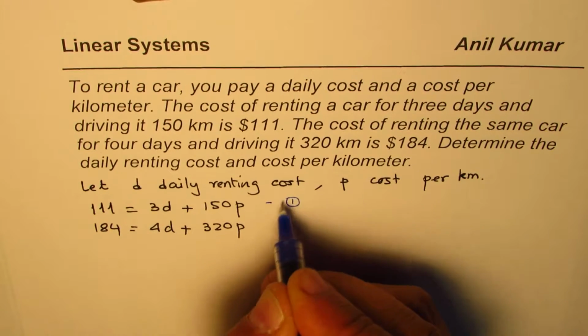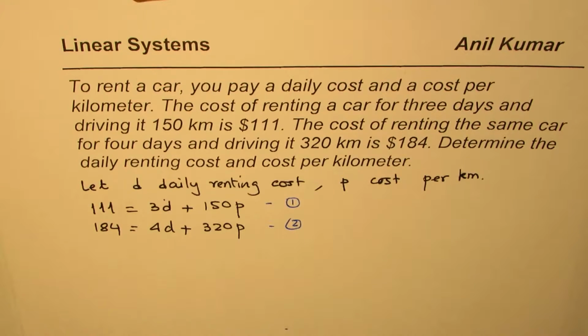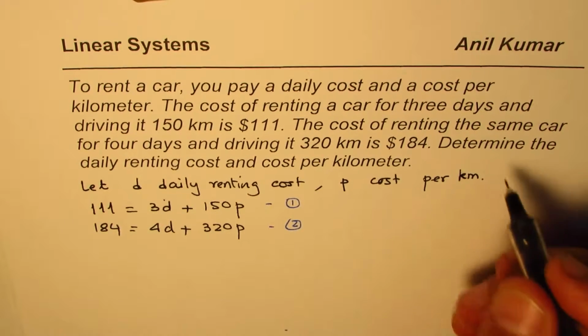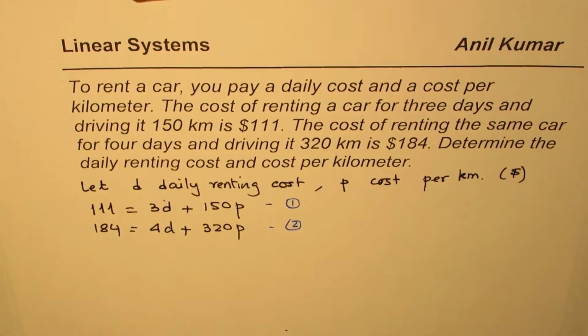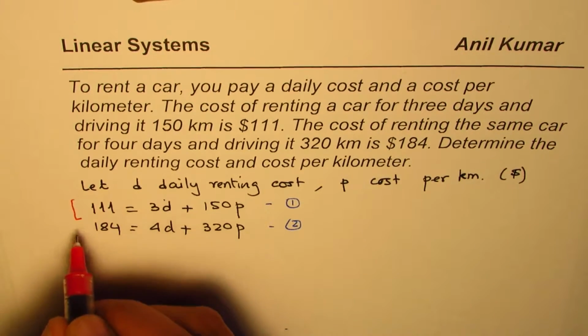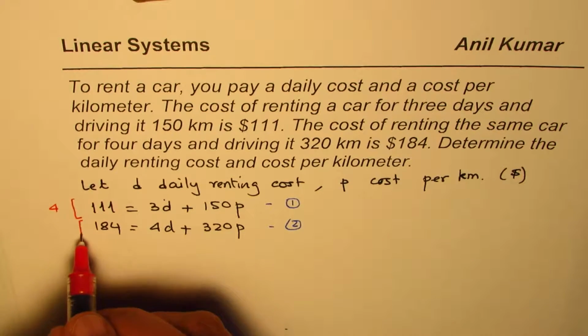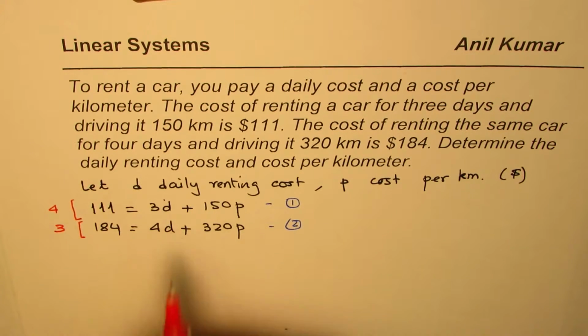So we have two different equations and two variables, daily renting cost and per kilometer cost. Remember, these costs are in dollars. Now we can use substitution or elimination. In this case, it is better to use elimination. So we could multiply the first equation by 4 and the second equation by 3. In that case, we can simplify it.